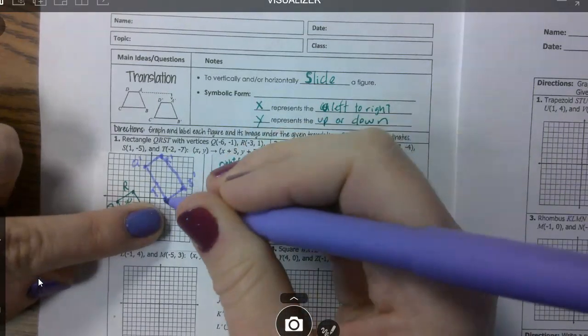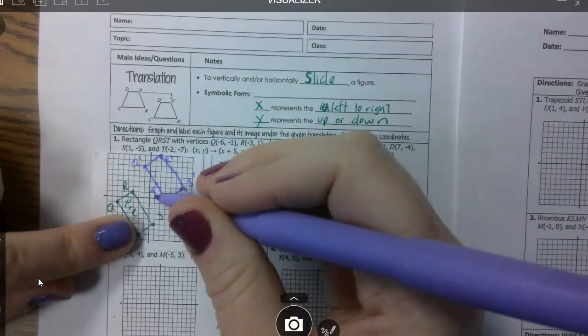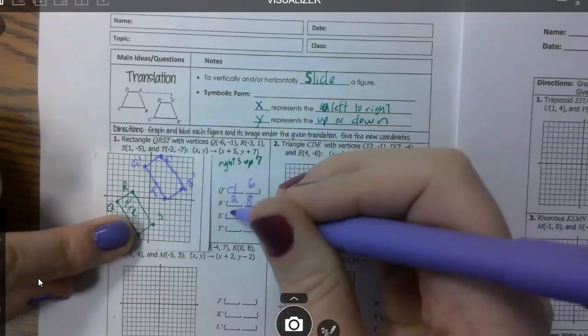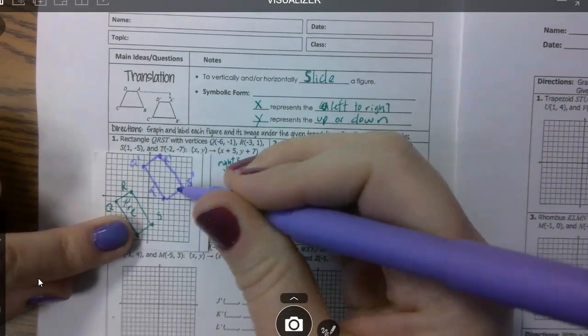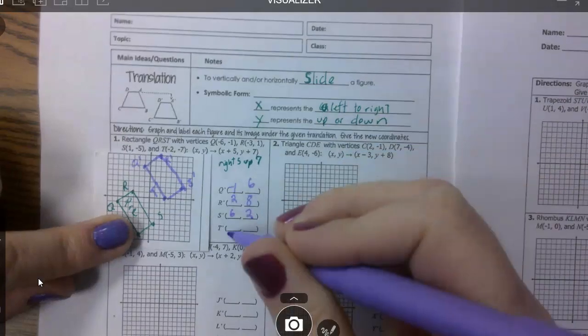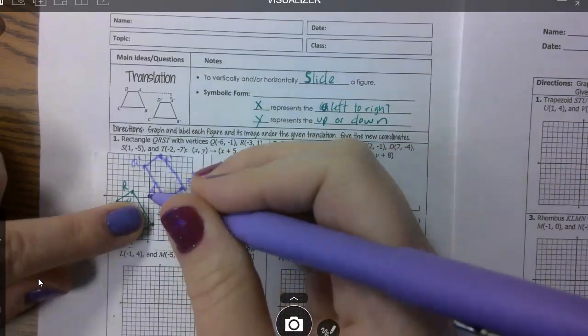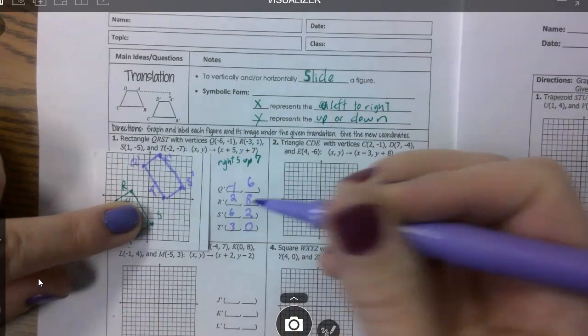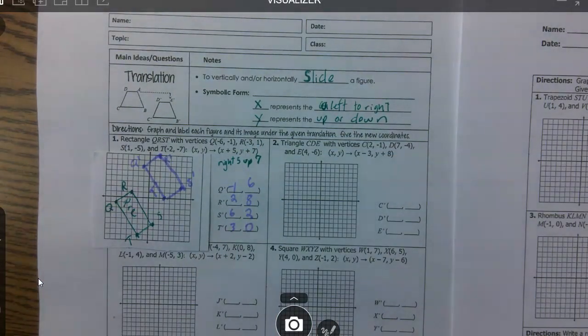S is at 1, 2, 3, 4, 5, 6. Up 2. T is at 1, 2, 3, and 0. Woo! That was a lot of work.